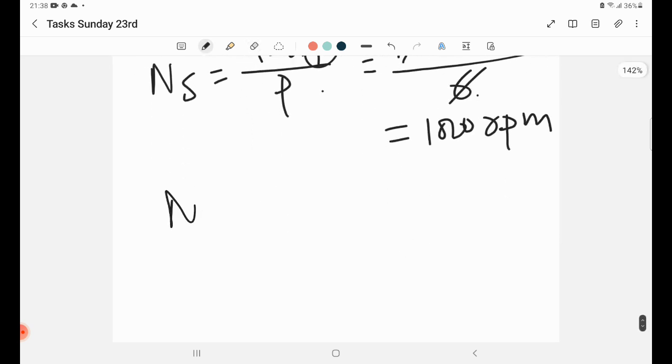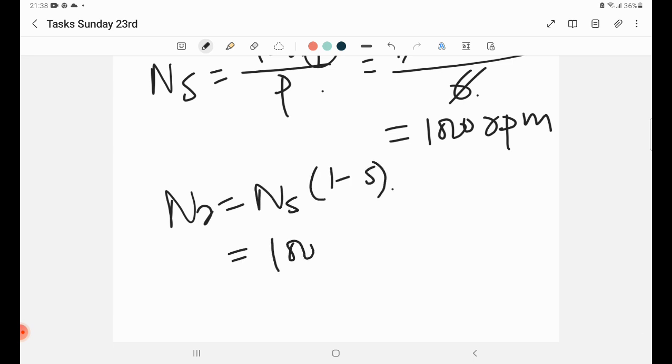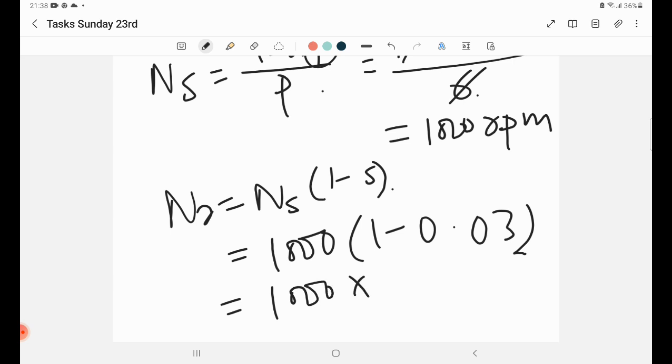And then Nr we will find using Ns into 1 minus S, which is 1000 into 1 minus 0.03, which is 1000 into 0.97, which is basically 970 RPM. That is your answer to the final question.